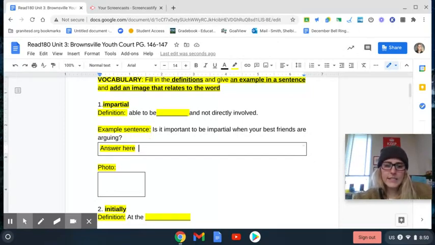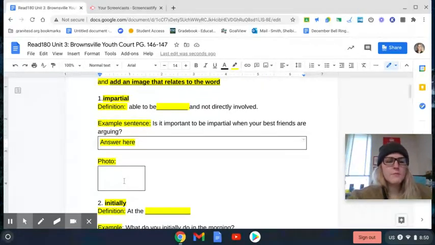I say yes, because I don't want to choose a side if I have two best friends. Maybe I want to be in the middle and help them have a conversation, but I don't want to be partial. I want to be impartial and not pick a side. In a photo, you could choose maybe two people talking and someone in the middle, trying to sort of mediate or help the situation.